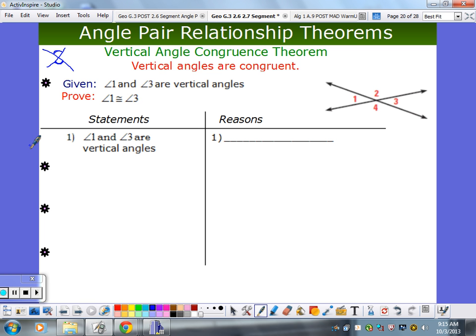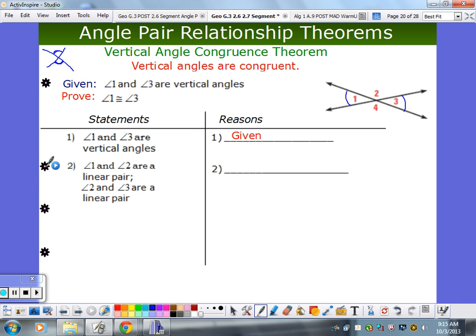This one is in your notes here. Angle 1 and 3 are vertical angles. It's given, but it's also kind of a definition. That's what vertical angles are. So I can say what's given. Prove that they are congruent. So I know they're vertical. Prove that they're congruent. So let's see where we're going here with this one.